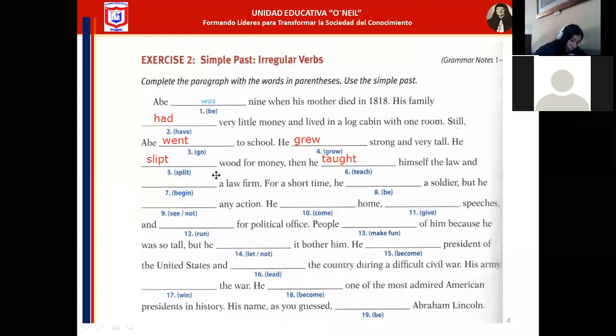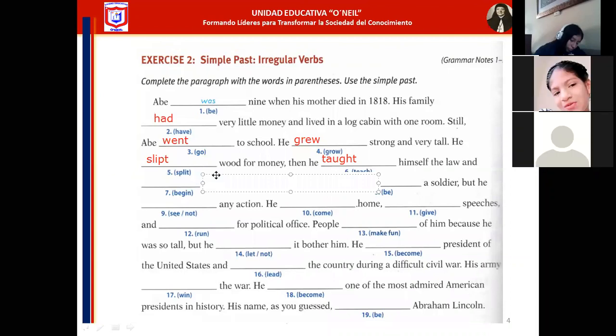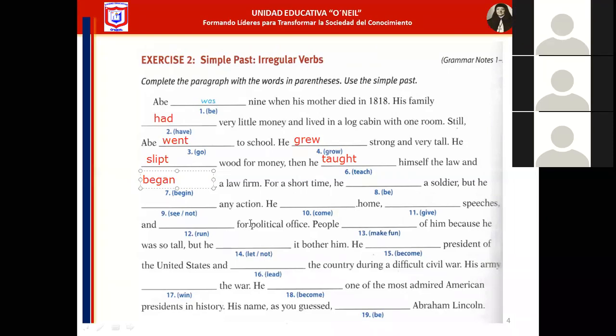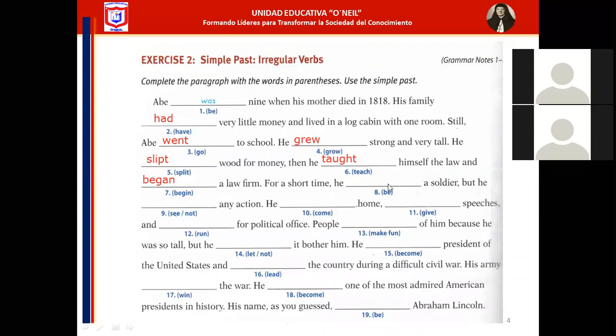Number seven, este sí está en la lista que yo les di. Where is the past tense, Talia García, where is the past tense of begin? You complete all the sentence, please, Talia. Began, okay. He studied law and began a law firm. Number eight, for a short time, please complete you, Axel. Okay, you complete the sentence number eight. This sentence, he, y este es el verbo be, y dice a soldier. ¿Con qué verbo va a ir? Si dice el verbo be y tengo el pronoun he, Axel.